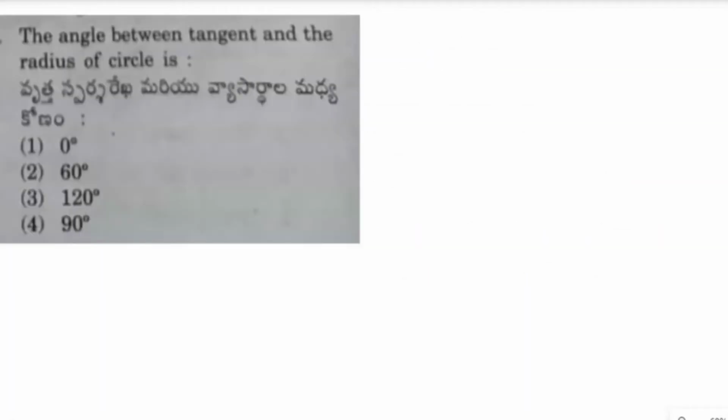Now coming to question number 97. The angle between the tangent and the radius of a circle is dash. The angle between the tangent. What is the tangent? A tangent is a line which is drawn from outside the circle and touches the circle exactly in one point. Whenever a line touches the circle at exactly one point, that line we call it as a tangent. Now this tangent is always 90 degrees to the radius of the circle. There is a theorem like that. So the answer option is 90 degrees.